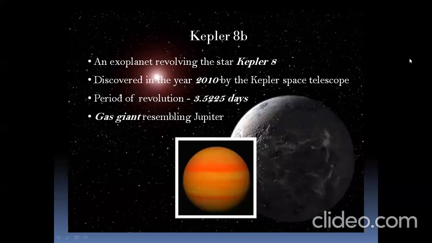Kepler 8b is an exoplanet revolving the star Kepler 8. It is one of the first discovered exoplanets by the exoplanet hunter Kepler Space Telescope. It was discovered in the year 2010 by Kepler Space Telescope. Its period of revolution has been found out to be 3.5225 days. It's a gas giant, meaning it's made mostly of hydrogen and helium. It's very light and resembles Jupiter in size.